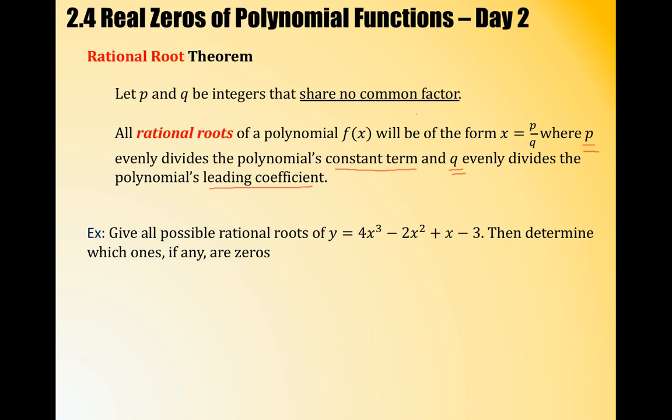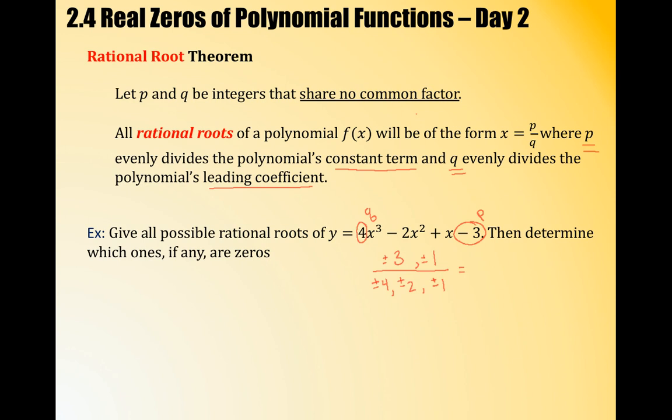So right here, we're going to look at our first example. So we're going to give all the possible rational roots and then determine which ones, if any, are actual zeros. So this right here, this is P, and this is Q, right? So check this out. They share no common factors. So I could say I've got 3 and I've got 1, right? Those divide evenly. I'm going to have plus and minus both of them. And then for 4, I've got 4. What else divides evenly by 4? 2, 1, right? So this is all of them.